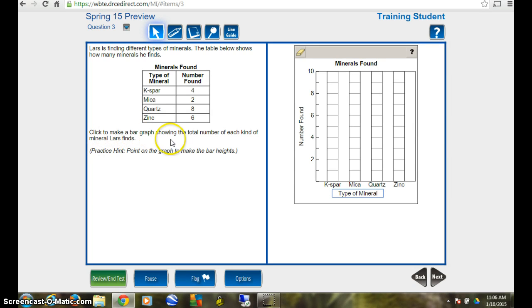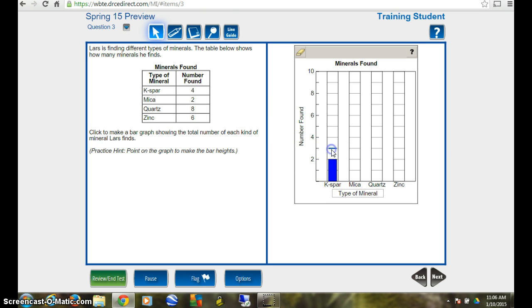Click to make the bar graph show the total number of each kind of mineral Lars finds. Hint, point on the graph to make the bar heights. Well, if we look here, it says K-spar is 4, and we come over here to this graph, minerals found, number found, and we have K-spar. How many did he find? Number found 4, so let's click here. Oh, look, if I start clicking here, it builds it for me. And I want to go up to what? To 4. If I go too high, I can get the eraser up here and erase the whole thing and start over again. Get my pointer again.